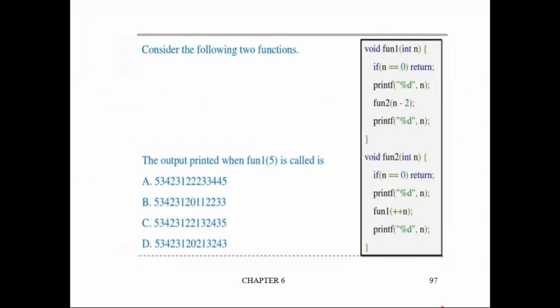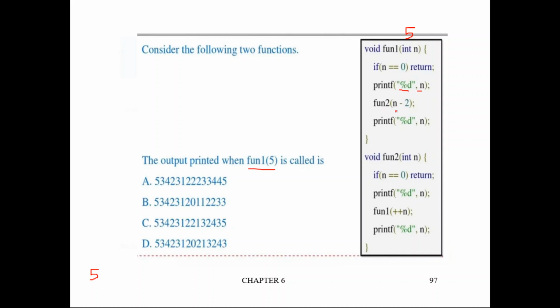So these are the functions. Here this function is called with 5. So n is 5. We check whether n is equal to 0. No. So it prints n as it is. So 5 will be displayed. Now after that there is a function call.